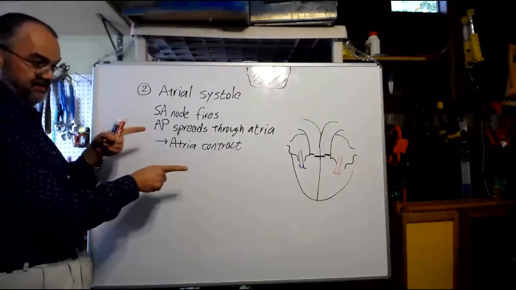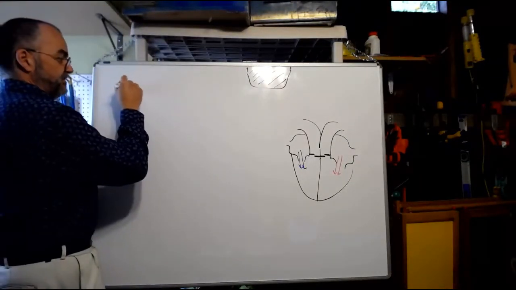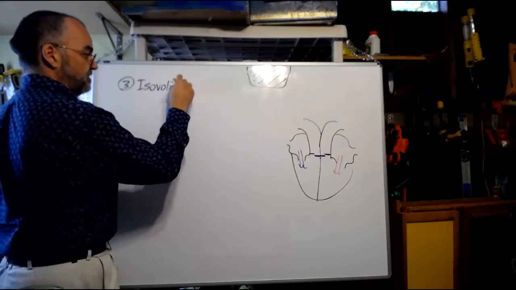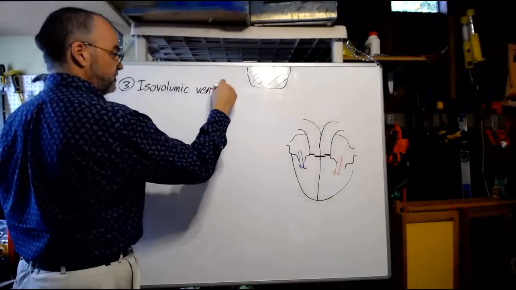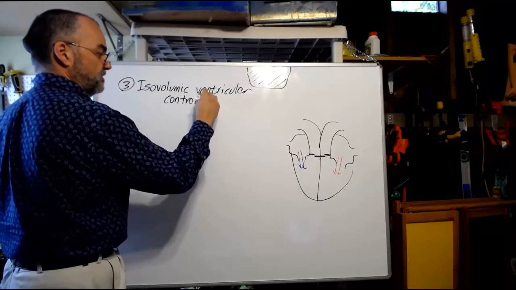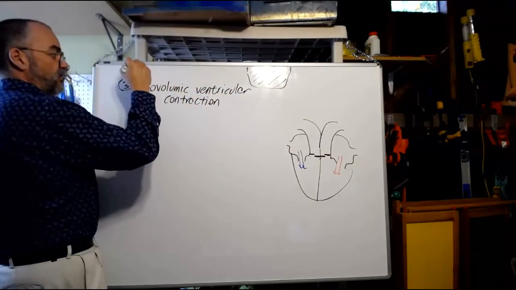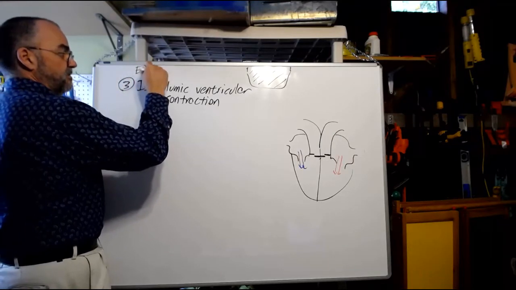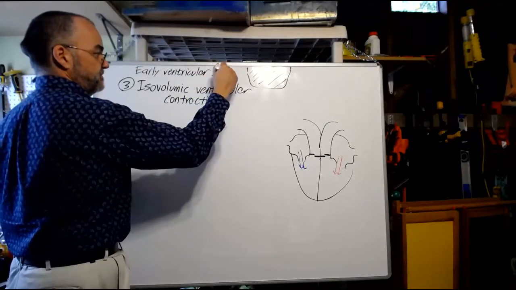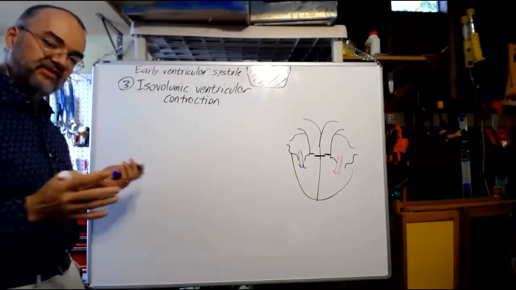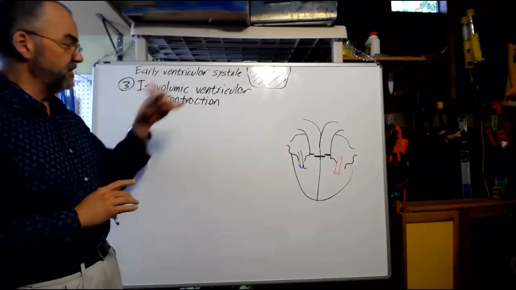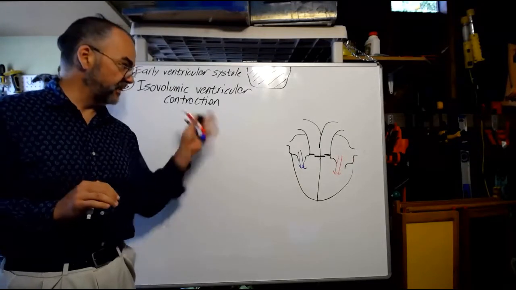So, erase, and our next phase is called isovolumic ventricular contraction. Sometimes this is called early ventricular systole. So you can think of ventricular systole, the contraction of the ventricles, happening in two parts. This is the first part of ventricular systole, isovolumic contraction.